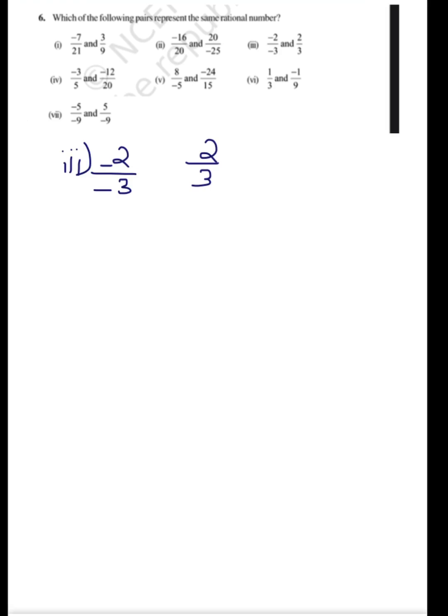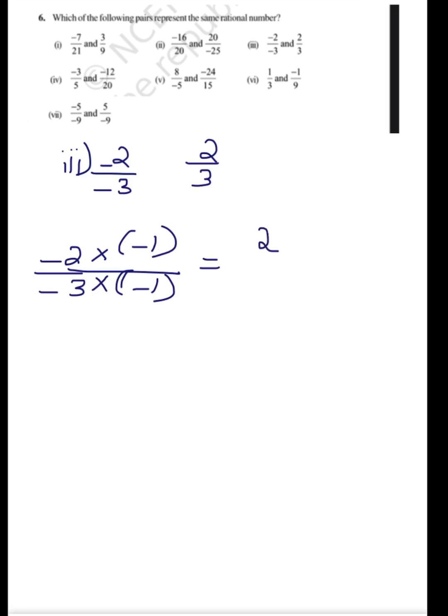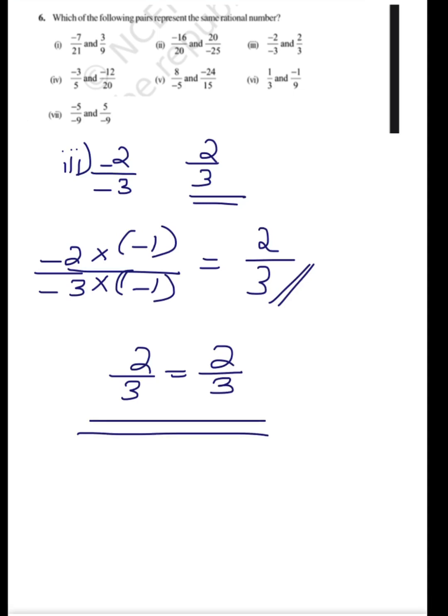Okay. Now let's see the third one. This is our third question, minus 2 by minus 3 and 2 by 3. So minus 2 by minus 3 means what? Suppose I am multiplying both sides with minus 1. Then you can see that what is minus 2 into minus 1? It's 2. What is minus 3 into minus 1? It's 3. So what we got? 2 by 3. And what is the second question? Actually 2 by 3. So 2 by 3 is equal to 2 by 3. That means both represent the same rational number. Okay. So for the third question also it's a yes.